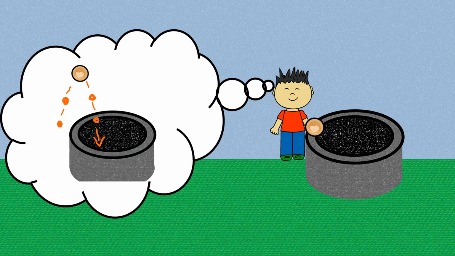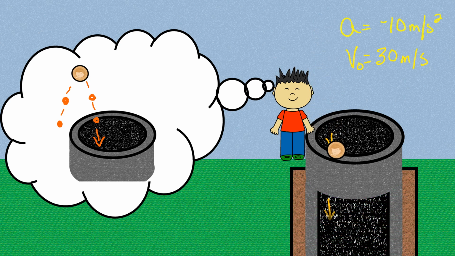Good idea, Alex. What if instead of dropping the penny, you decided to toss it in the air with a velocity of 30 meters per second so that it could get a lucky penny toss? What air time would you expect before going into the well?